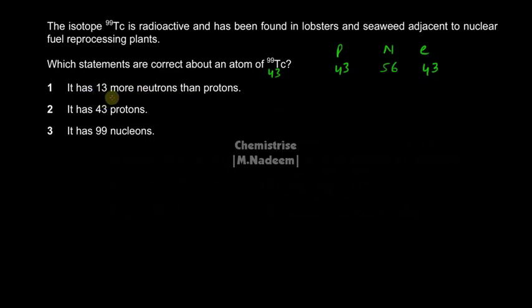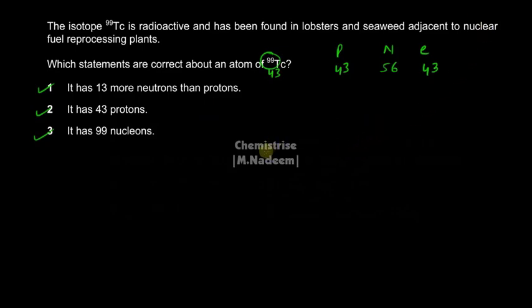Will it have 13 more neutrons than protons? Yes, because 56 is 13 more than 43. So statement 1 is correct. Now, it has 43 protons. Yes, that's also fine. Proton number is 43. It has 99 nucleons. The nucleon number represents the nucleons. That is also fine. So all three statements are correct.